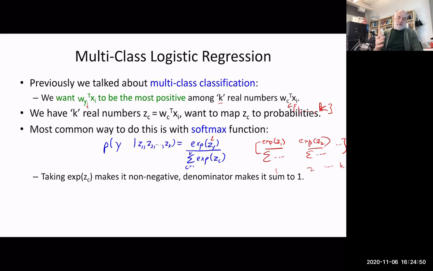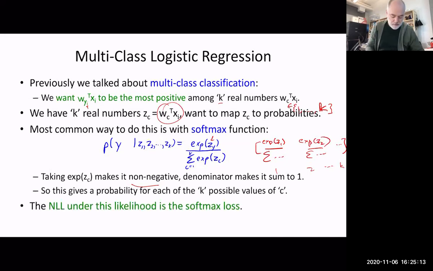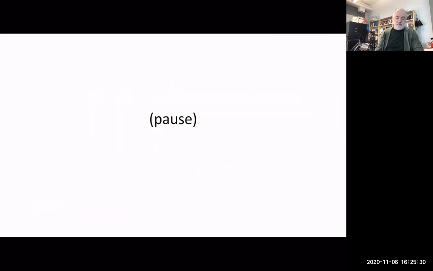So the point is we have some real valued quantity that our models are outputting. We want to make it non-negative. A natural thing to do is to exponentiate it. You don't have to use the exponential function, but it's a natural thing to do. And then the denominator just sums to build a categorical distribution over the class identity, okay? It gives us a probability for each of the k values of C. And if you go through the maths again, write down the negative log likelihood, and do a little bit of algebra, what you arrive at is the softmax loss. Okay. Questions at this point?